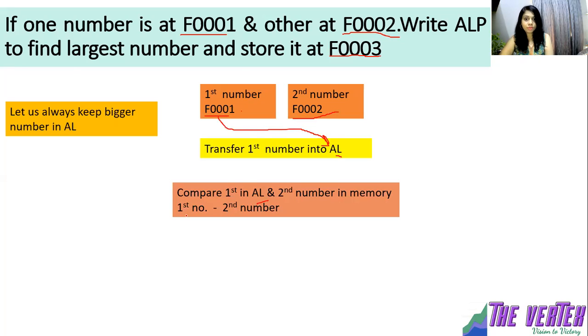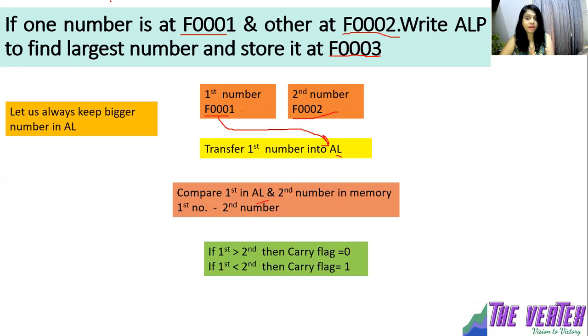So it will make a subtraction, that is first number minus second number. And then based on the carry, we have to decide which number is bigger. That means if the first number is greater than the second number, obviously carry will not generate, borrow will not generate, and the carry flag is 0. And if the first number is smaller than the second, then carry will generate. So we will check the status of carry, and based on it, we will take a decision which number is bigger.